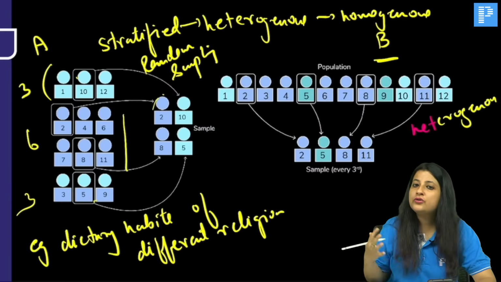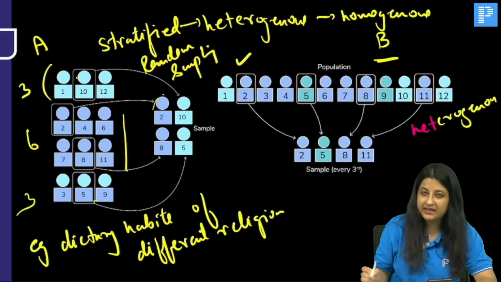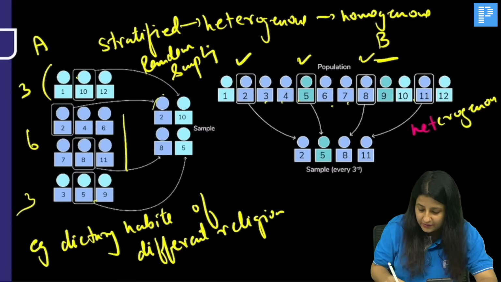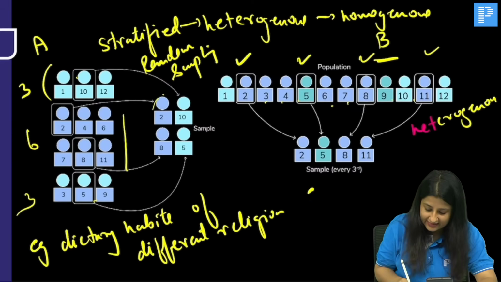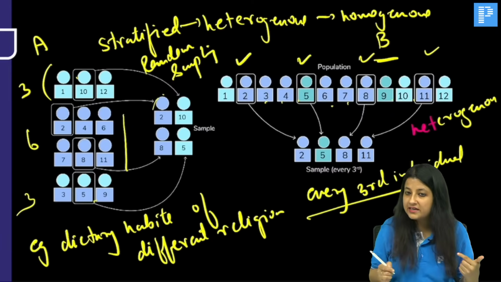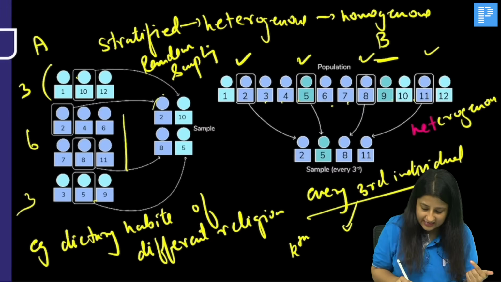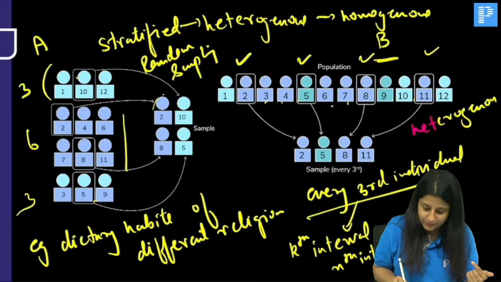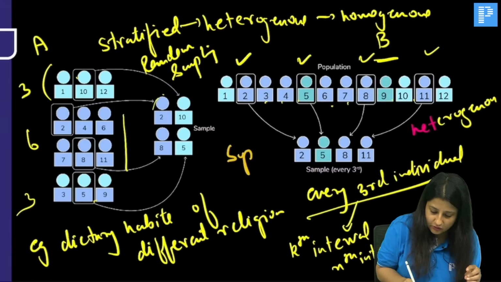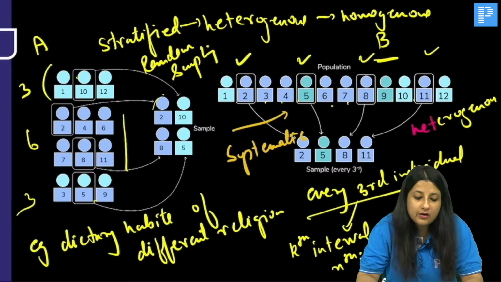It is mixed. But how do you know which type of sampling it is? Like you picked up the second person, then 1, 2, 3, you picked up the fifth, then 1, 2, 3, you picked up the eighth, 1, 2, 3, you picked up the 11th. So what are you doing in this image? You are picking up every third individual. This third individual that you are picking up is the kth interval, or the nth interval, or what do we call it? Sampling interval. So which type of sampling is this? This is your systematic random sampling.